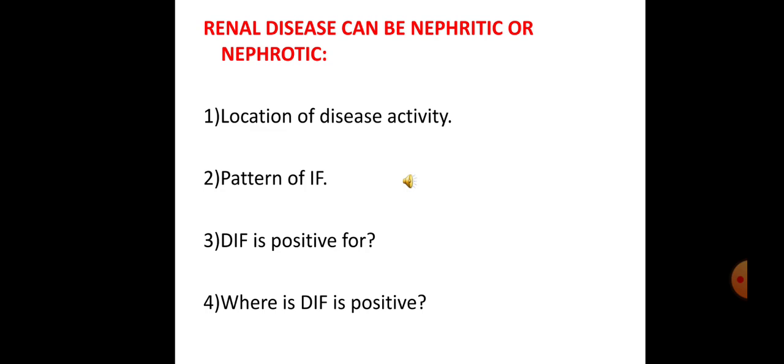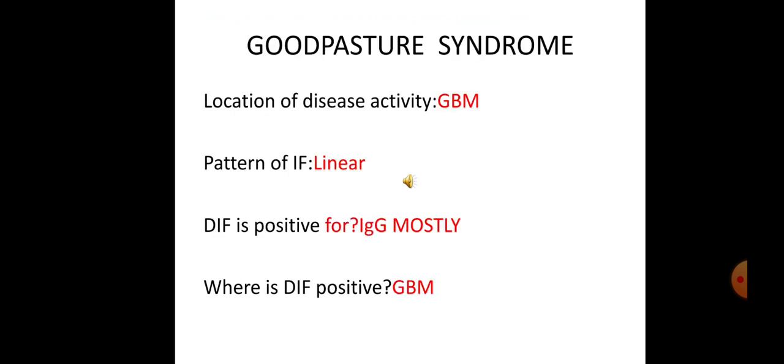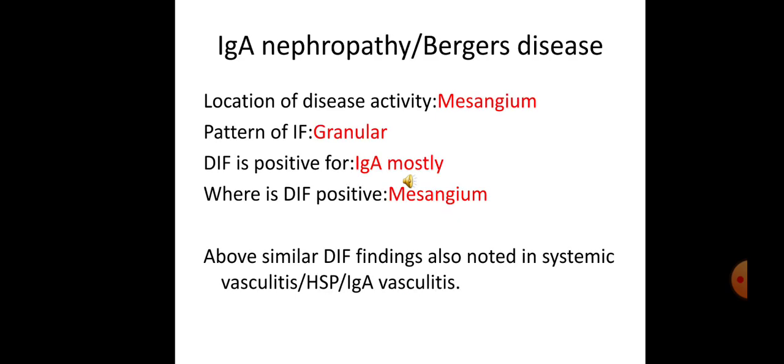Renal disease can be nephritic or nephrotic. So in any nephritic or nephrotic renal condition, we have to note the location of disease activity, the pattern of immunofluorescence, and what DIF is positive for. In Goodpasture syndrome, the location of disease activity is around the glomerular basement membrane. The pattern of immunofluorescence is linear. DIF is positive for immunoglobulin G mostly, and DIF is positive along the glomerular basement membrane.